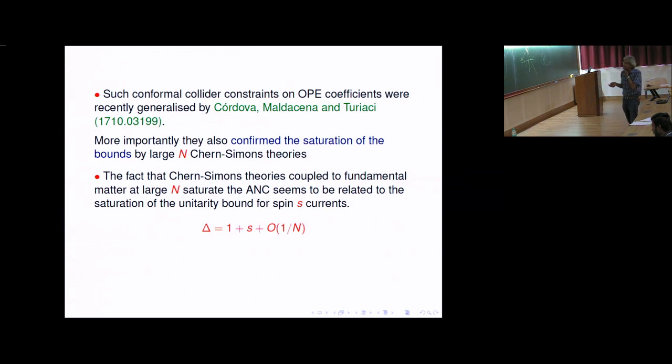And the fact that the large N Chern-Simons saturate these bounds is also related, because you know that in these theories, the unitarity bound is saturated at the leading order in N. So there must be a connection between the fact that you got these bounds for these theories and unitarity, and this is one thing which we are exploring actually.